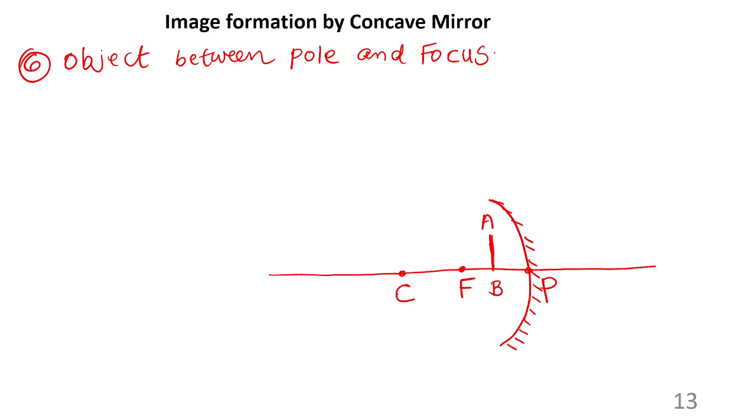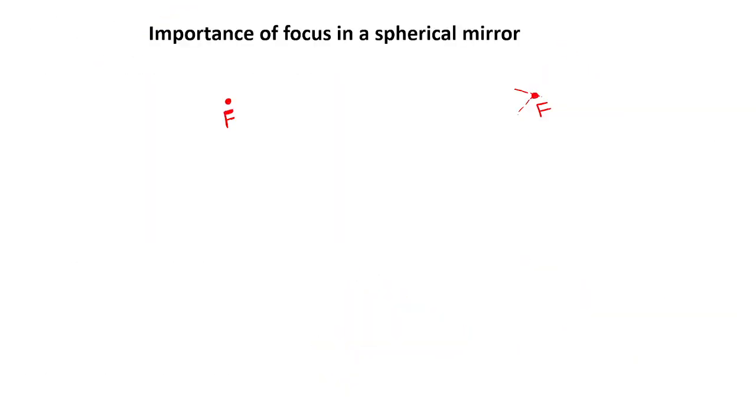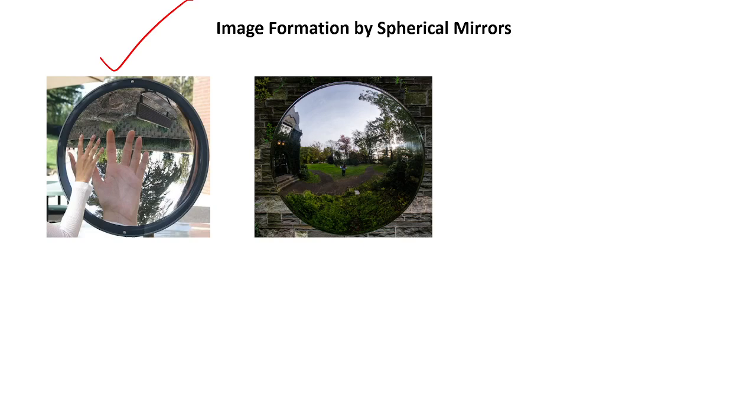What happens? Before drawing the diagram, you know that it will be an enlarged image. How? I will tell you. Before that, we know the fact. Look at this diagram. You can understand. Before drawing the ray diagram, you can understand what kind of image you will get. The first one is the concave mirror, right? This is the concave mirror.